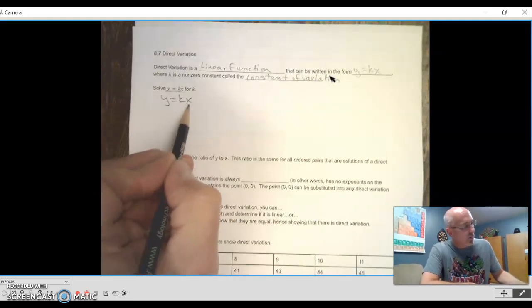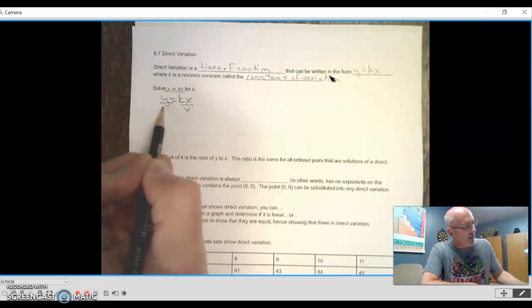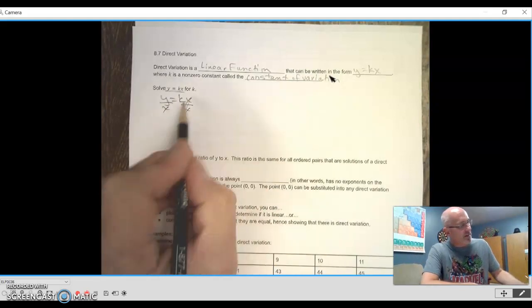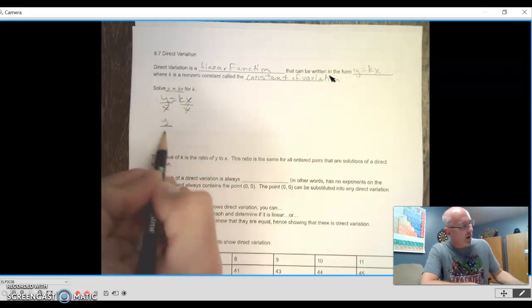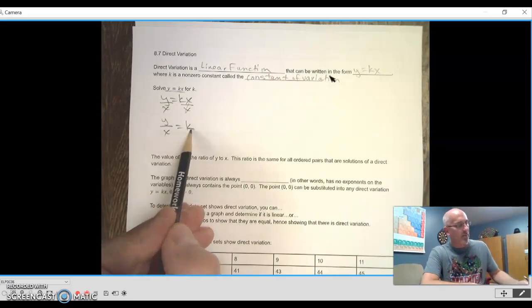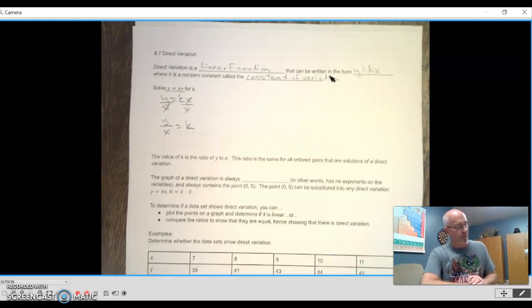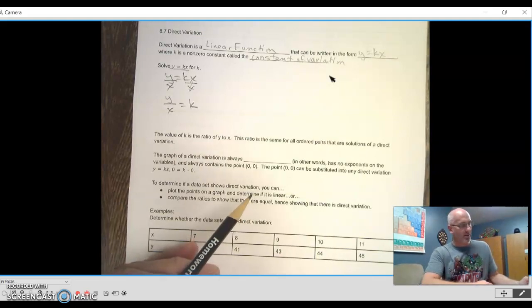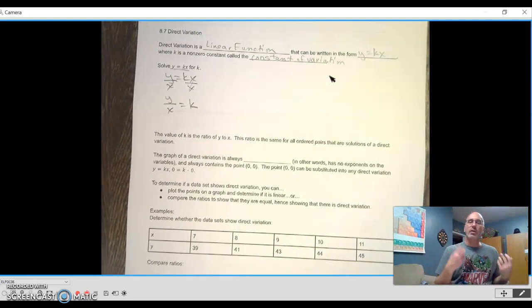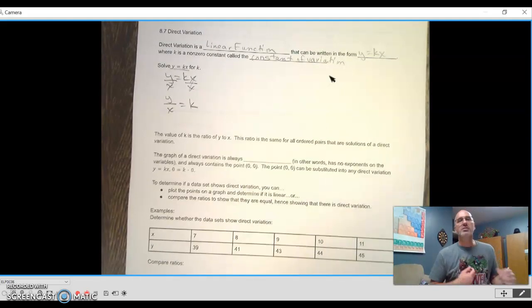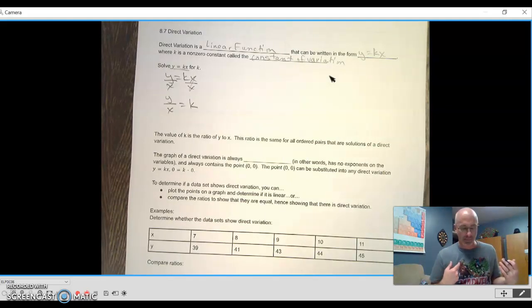Y equals kx. So we are going to divide both sides by x. Okay, so that disappears from the right. We are left with y over x equals k. And k, remember, is our constant of variation. Okay, the value of k is the ratio of y to x. And that means this ratio, if we're given a set of data, is the same for all of the ordered pairs. In other words, y relates to x the same way.